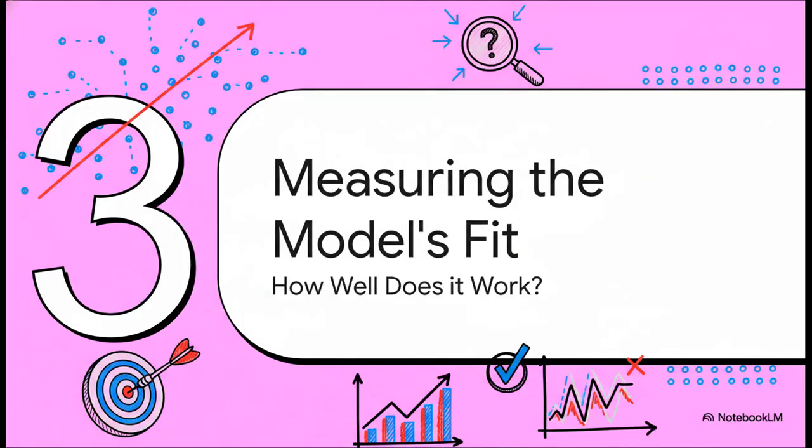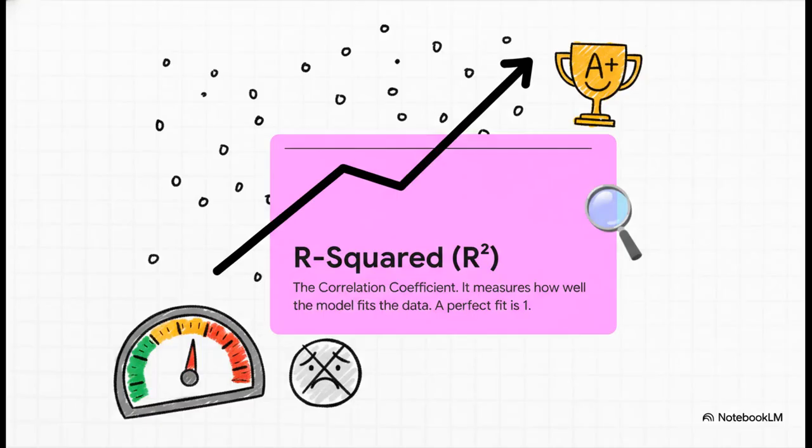All right, so we've got our data and we've drawn a line through it. But how good is that line? I mean, is it a really solid fit or did we just get lucky? We absolutely need a way to measure, with confidence, how much we can actually trust this model we just built. And for that, we use a score called R-squared.